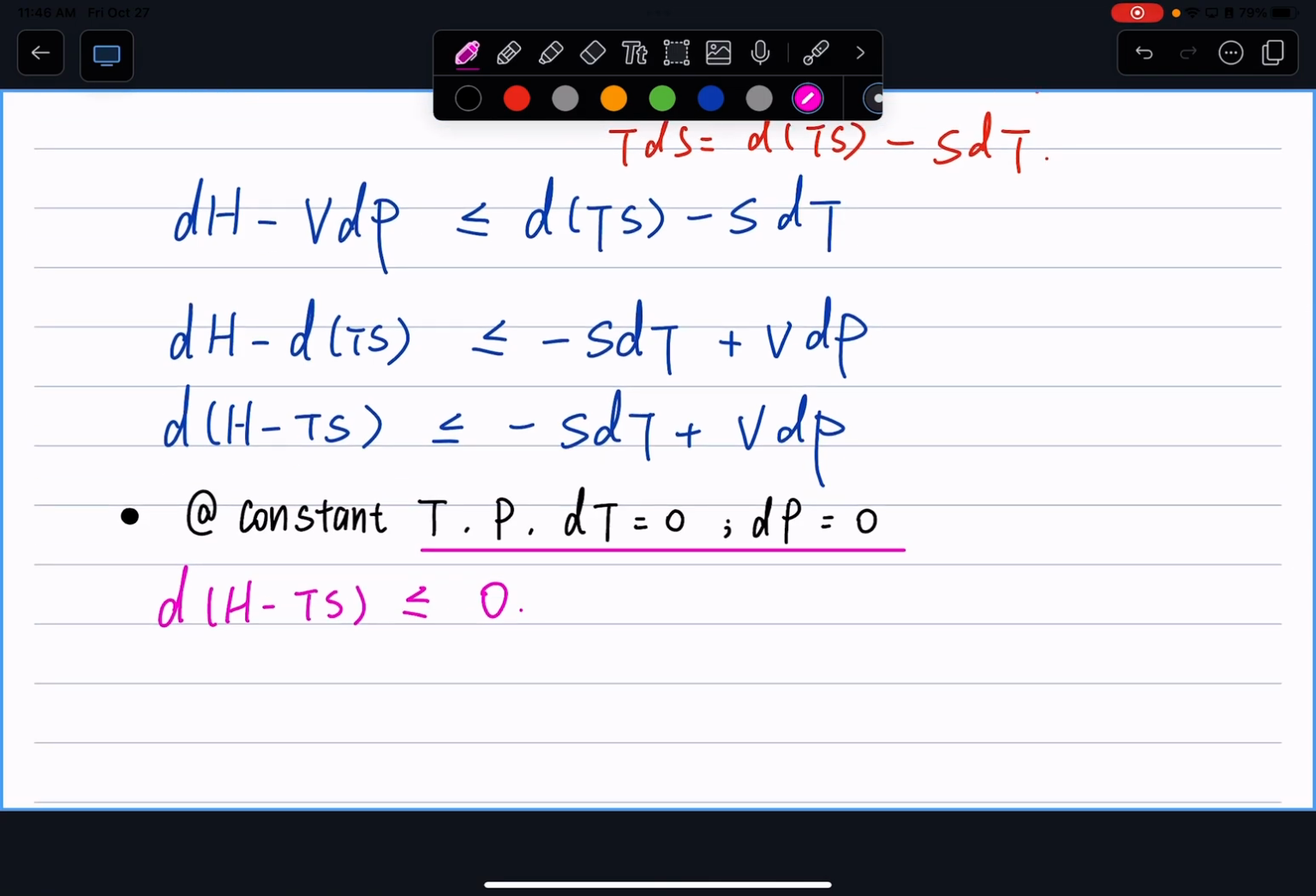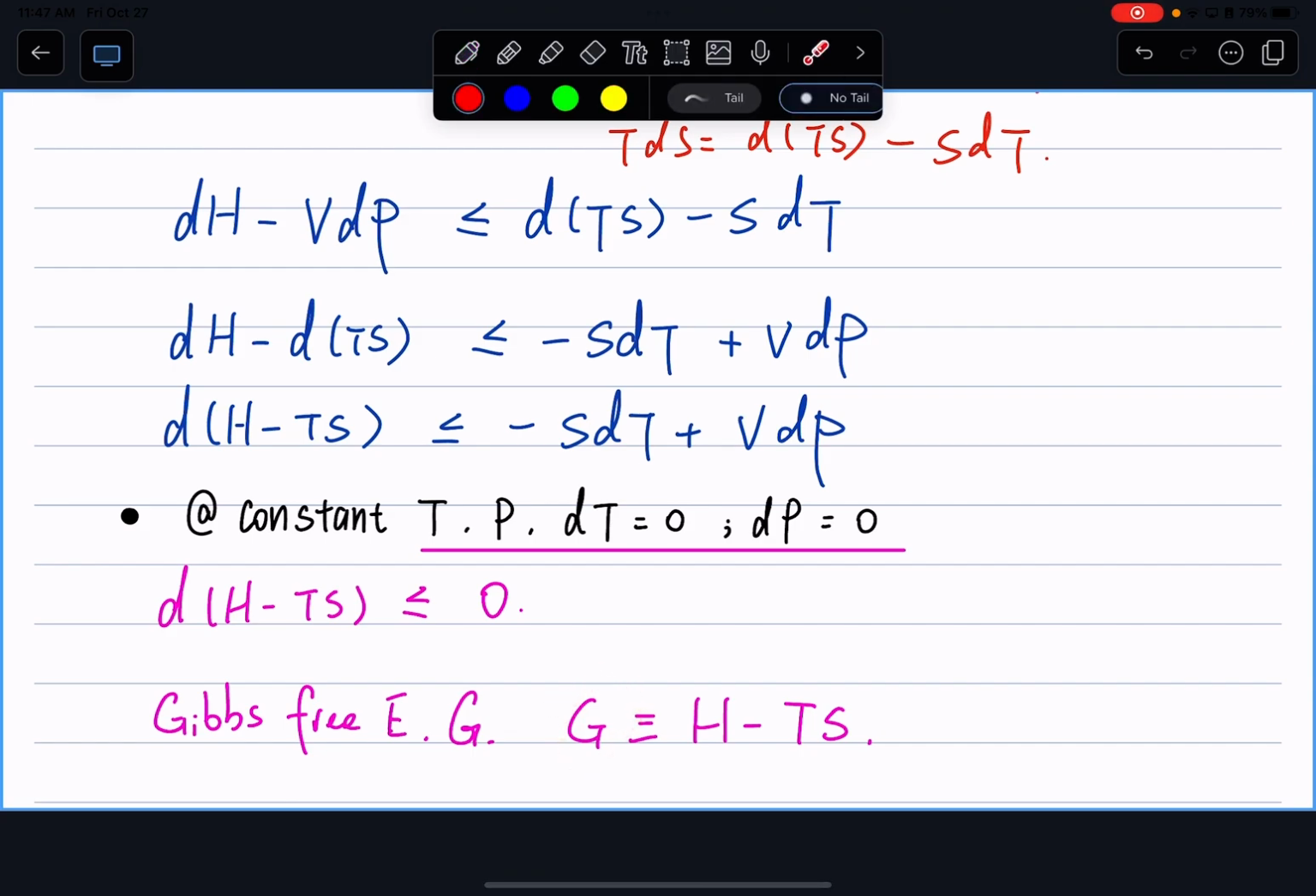And obviously, like what we did with the Helmholtz free energy at constant temperature and volume, here we're defining our Gibbs free energy, G, which is by definition equal to H minus TS. All right, and using the same logic we did before, your Gibbs free energy has the same kind of property as an enthalpy. So your Gibbs free energy is also an extensive state function.